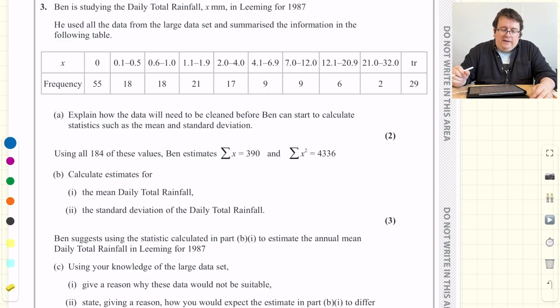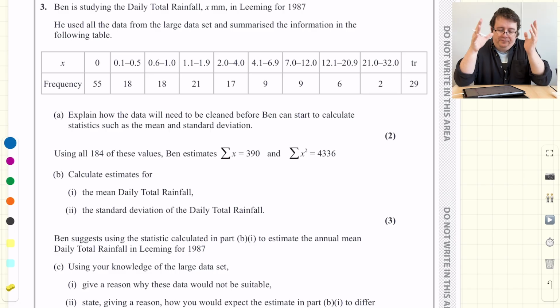This is question number 3. Ben is studying the daily total rainfall X millimetres in Leeming for 1987. He used all the data from the large data set and summarised the information in the following table. Part A, explain how the data will need to be cleaned before Ben can start to calculate statistics such as the mean and standard deviation.